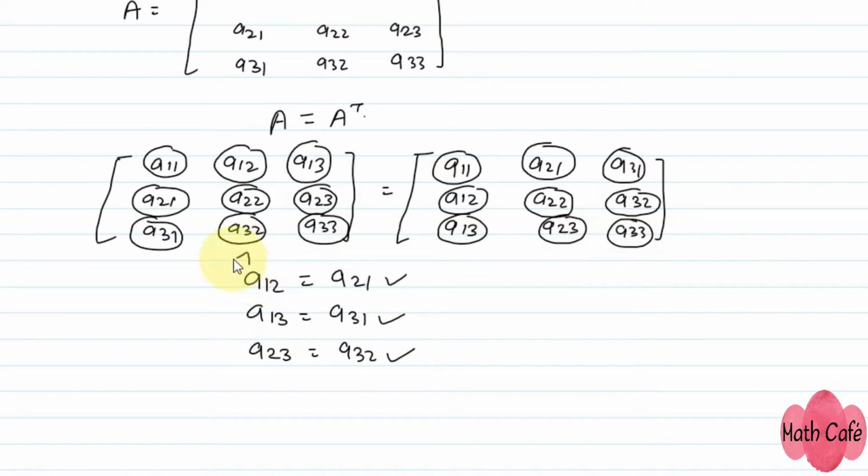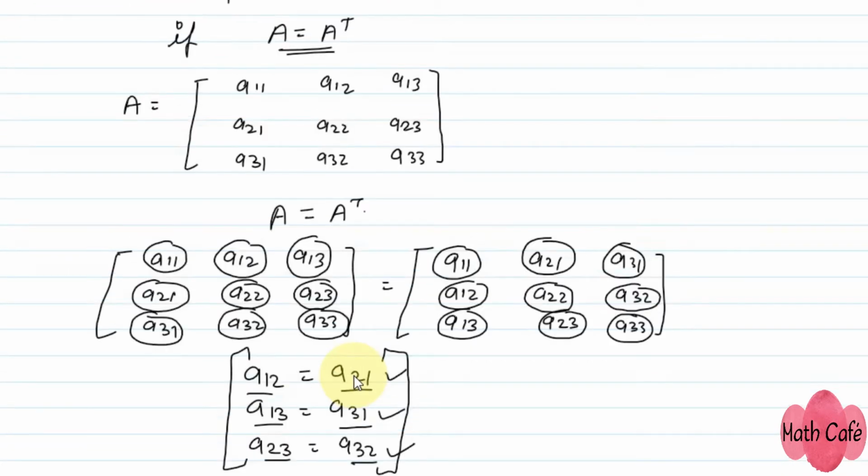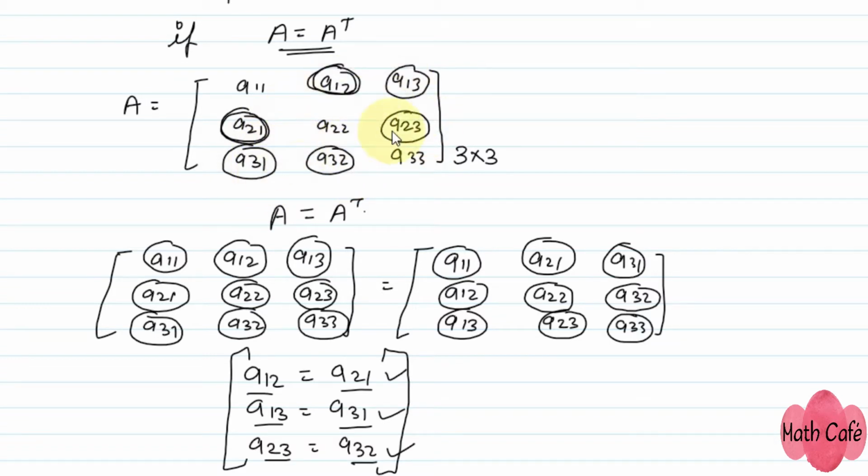So here we find three conditions. If a matrix of order 3 cross 3 is a symmetric matrix, then A12 should be equal to A21, A13 should be equal to A31, and A23 should be equal to A32. If these terms are equal, then this matrix will be called a symmetric matrix.